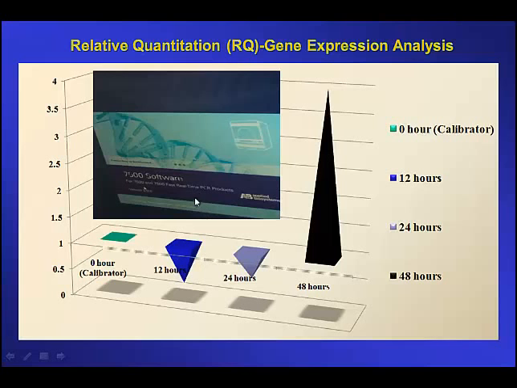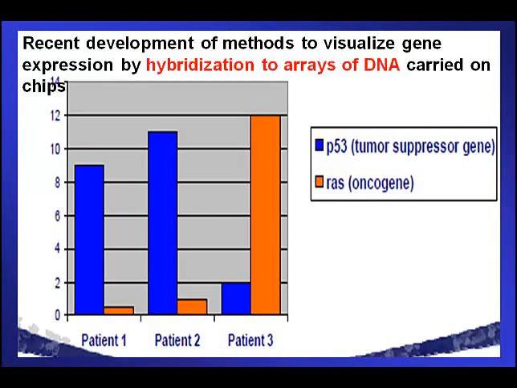It is the real-time PCR machine, and it has software, and I can get relative quantitation of gene expression analysis, and it will give me some idea about the expression of certain diseases, okay, in a certain group. So, for example, with the recent development of methods to visualize gene expression, we can hybridize it with arrays of DNA, and we get certain information.